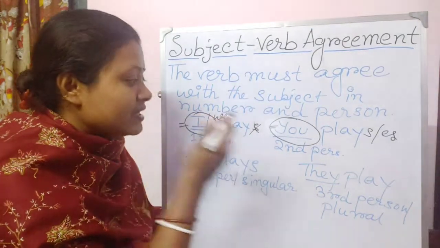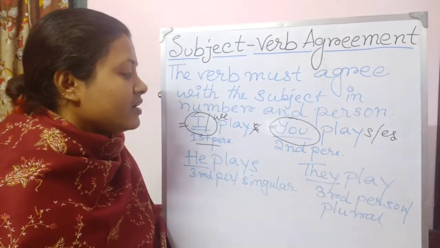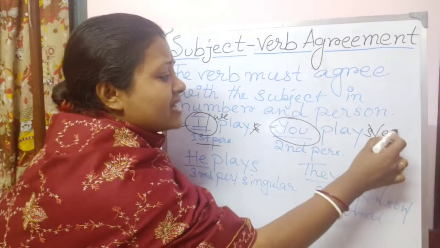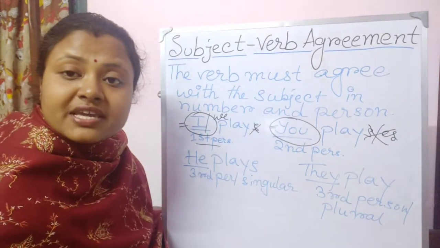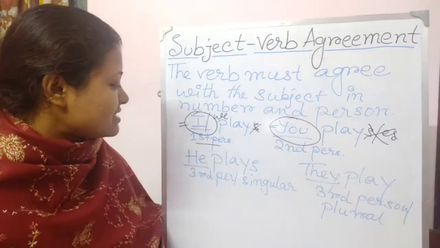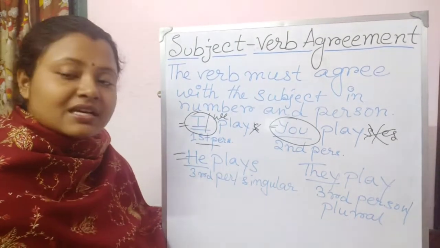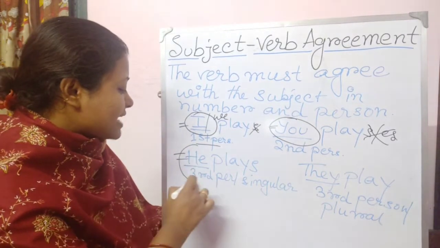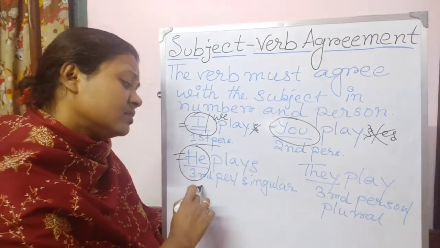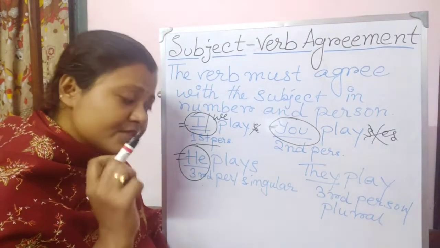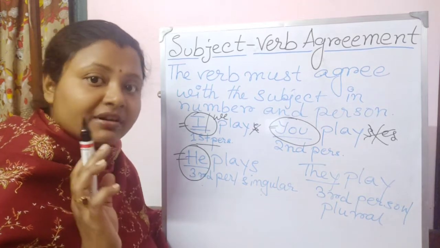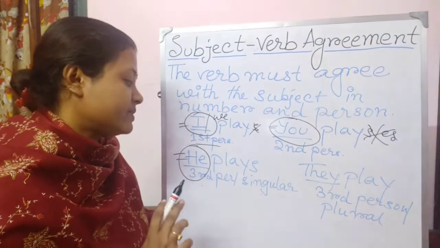So similarly, if the subject is in second person, you shouldn't add s or es after the main verb. Okay? Come to the next sentence. He plays. Look at the subject over here. The subject he is in third person, and also singular number. It's not plural. He, only one person. I'm referring to only one person.